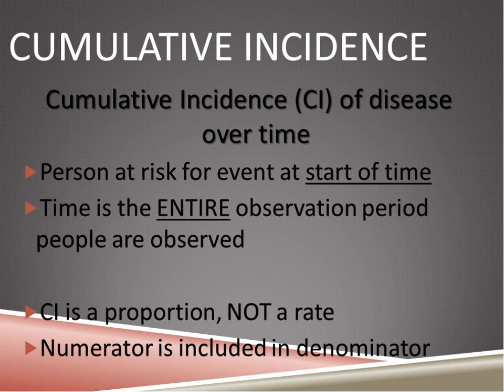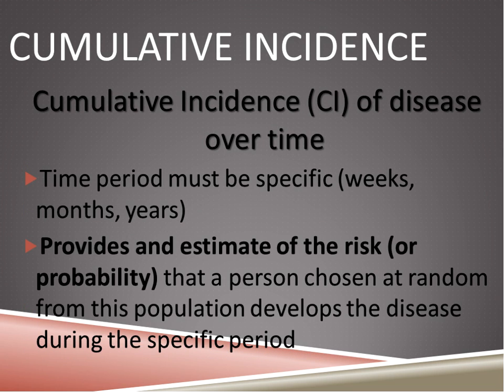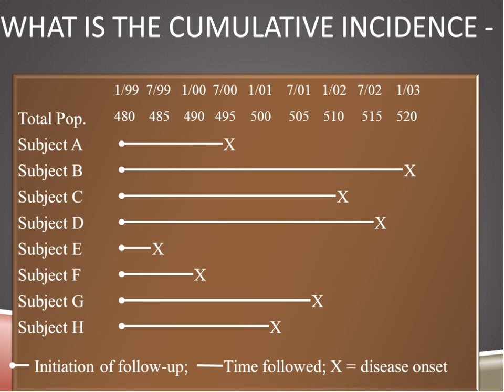Cumulative incident is a proportion. It's not actually a rate because the numerator, the people in the numerator, are also included in the denominator. Remember, cumulative incidence of a disease, we must have our specific time period, and it estimates the probability that a person chosen at random from our specific population will develop a disease within a specific time period.